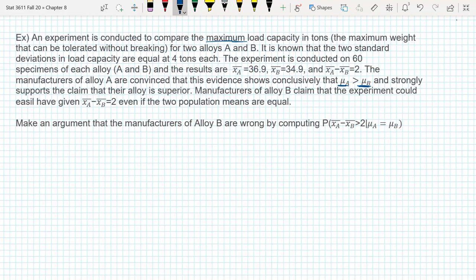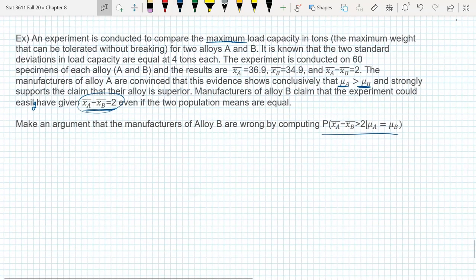Now, the manufacturer of alloy B says, we only ran the experiment once, and this could easily have given a difference of 2. We only ran the experiment once. This is not that weird of a value to have for a difference, even if the two population means are equal. So we are going to make an argument that the manufacturers of alloy B are wrong by computing a probability here. This is a little bit of foreshadowing into some future tools and techniques.